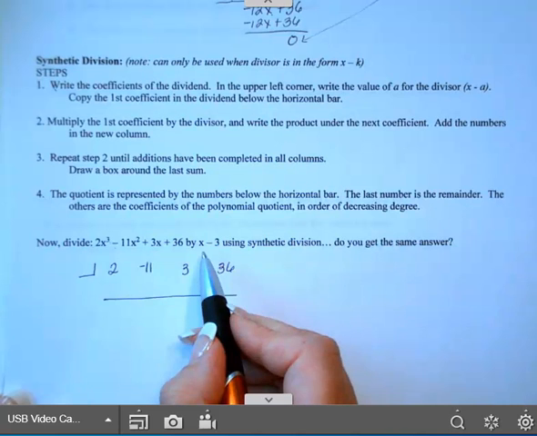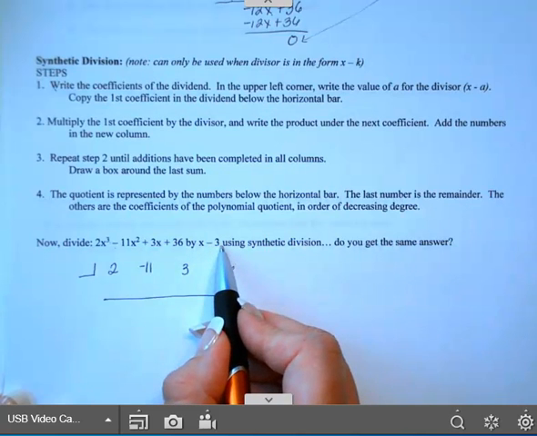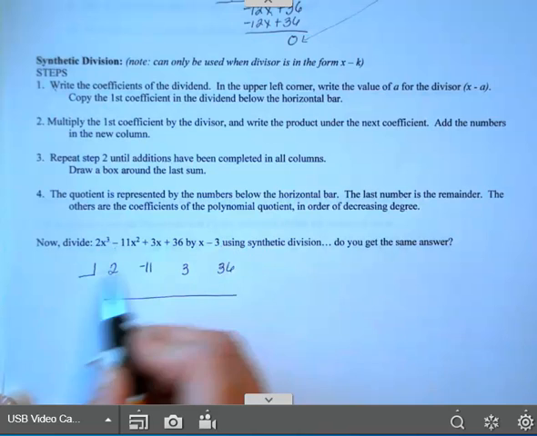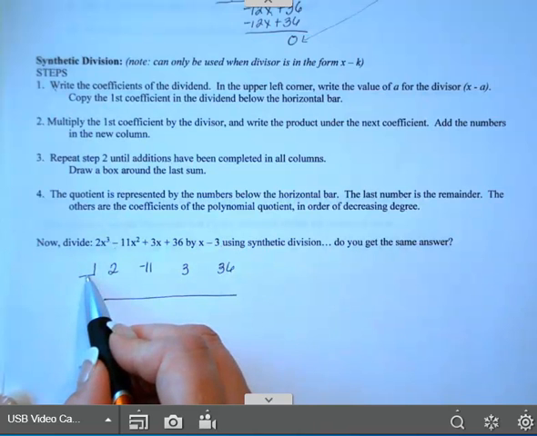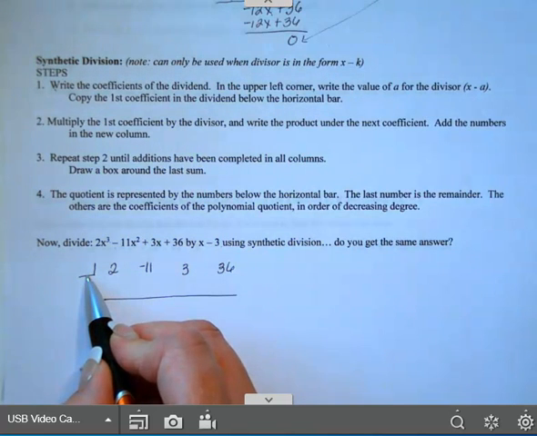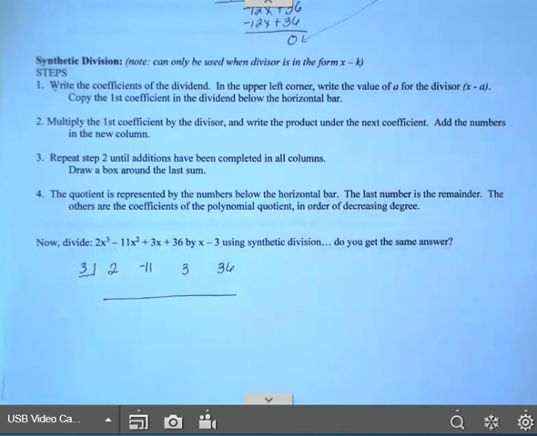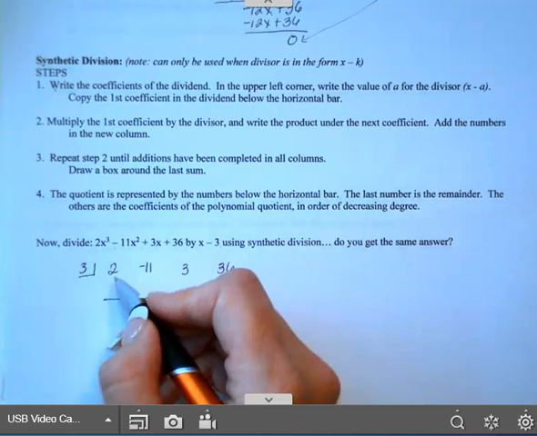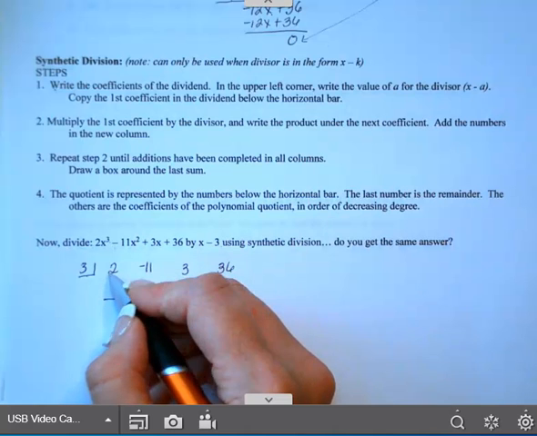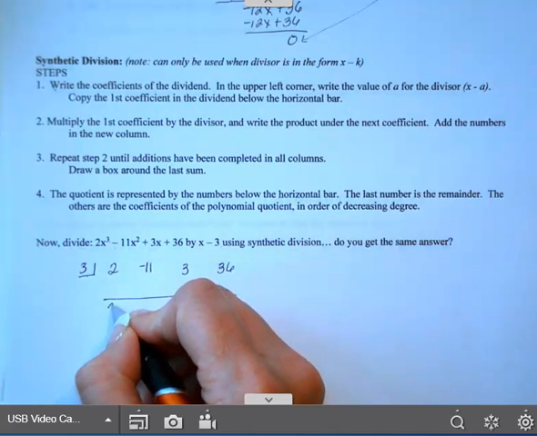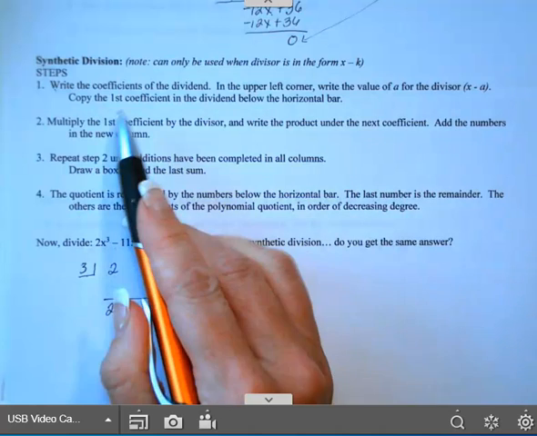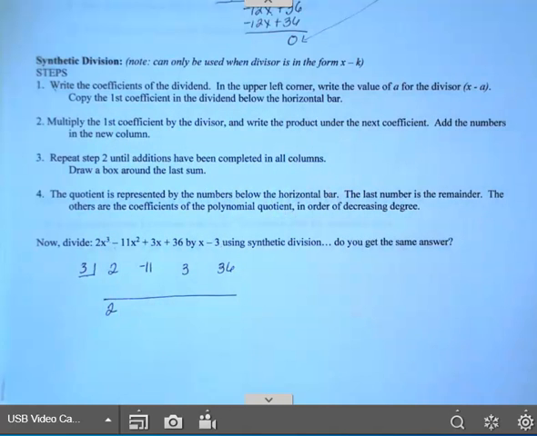And then what makes your divisor 0 is what you're going to put in this box. And that is in step 1 as well. So I'm going to put a 3 here. And then you're going to drop the coefficient, or copy the first coefficient in the dividend, below the horizontal bar. So that's all step 1.